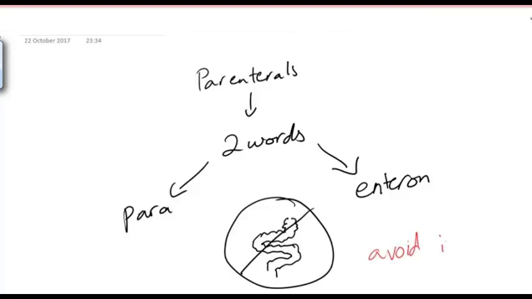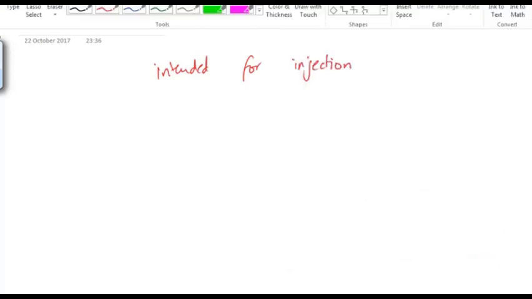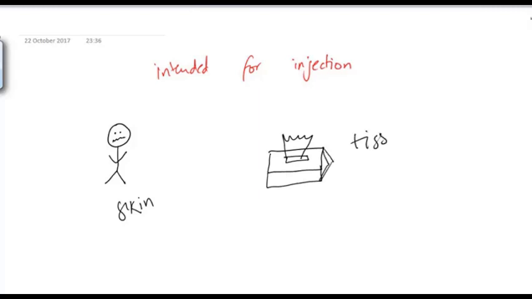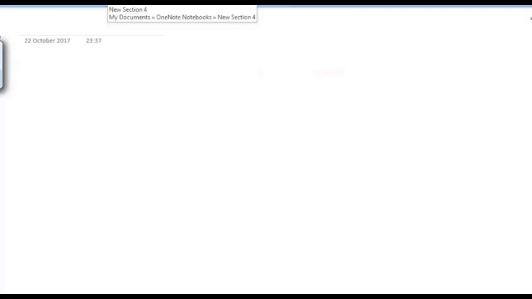Like it's not going to go through the oral route, and it's not going to pass the liver or the intestine. So what it basically means is any substance that is intended for injection directly into the skin, either the tissue, and not a tissue box, it's going to be the body tissue. Don't write tissue box on your exams or anything. And obviously you're not going to give it orally, as I've said before.